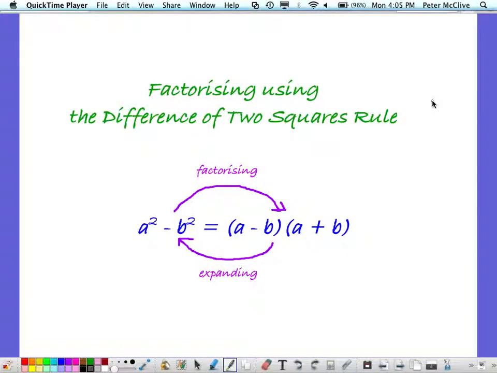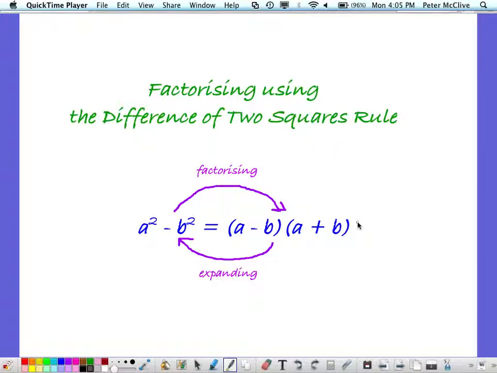This is a recording of a factorising technique called factorising using the difference of two squares. All that it's saying is, if you recognise that there's a perfect square minus another perfect square, you can factorise that by putting in brackets the square root of one minus the square root of the other, multiplied by a bracket the square root of one plus the square root of the other.